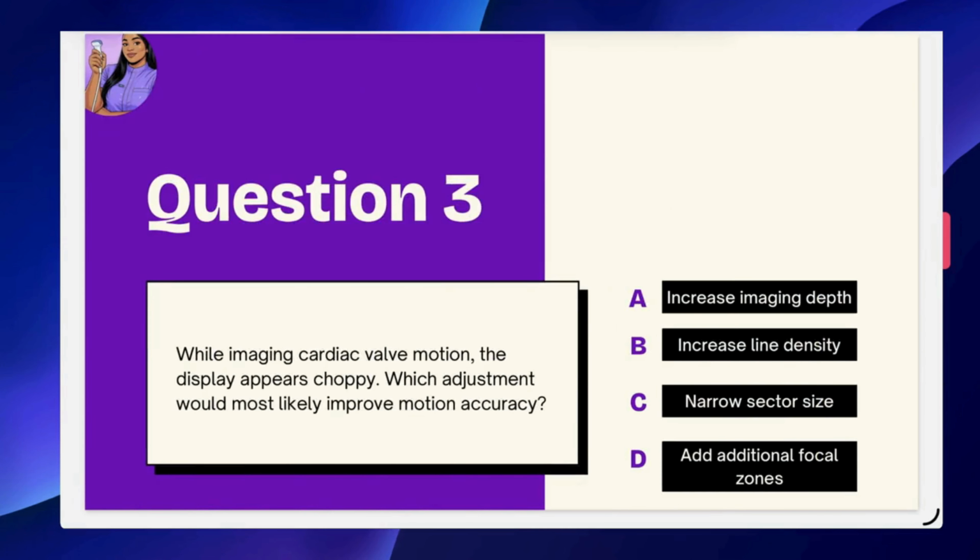All right, so this says, while imaging cardiac valve motion, the display appears choppy. Which adjustment would most likely improve motion accuracy?